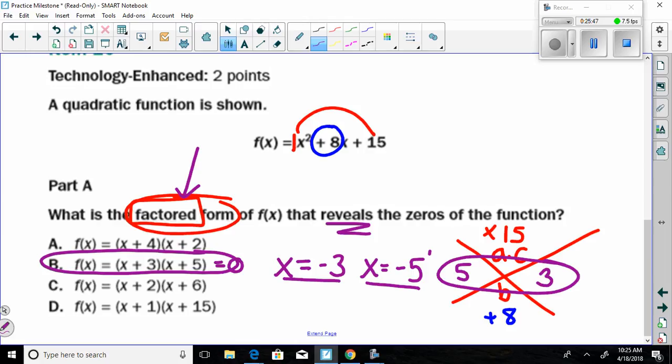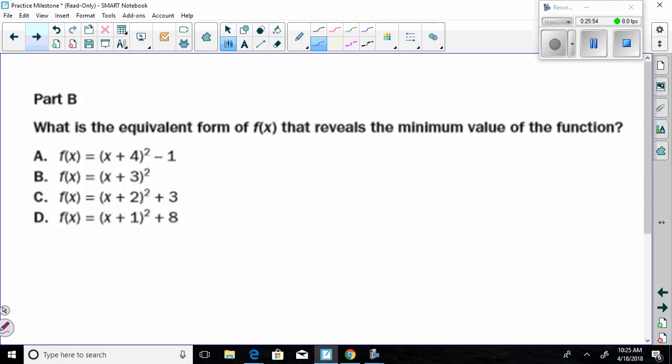You can also do the formula for vertex, which what is your formula? Negative b over 2a, and then plug it back into the equation to get your y. So that's in case, because remember, part of your test will not be calculated. So you can always use that.